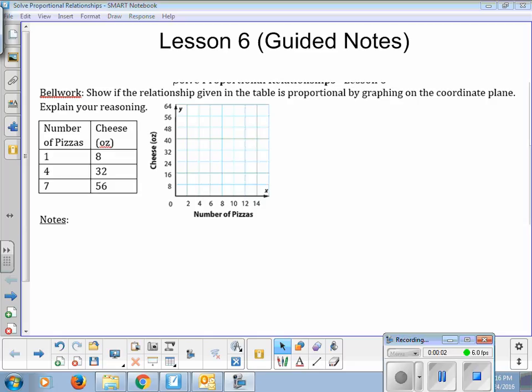Show if the relationship given in the table is proportional by graphing on the coordinate plane. Explain your reasoning. Go ahead and take a couple minutes to answer your bell work.